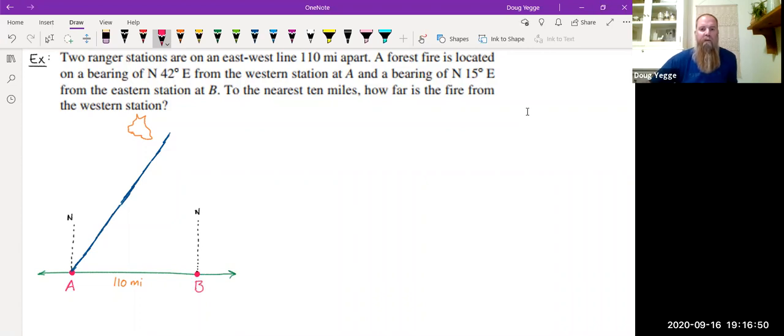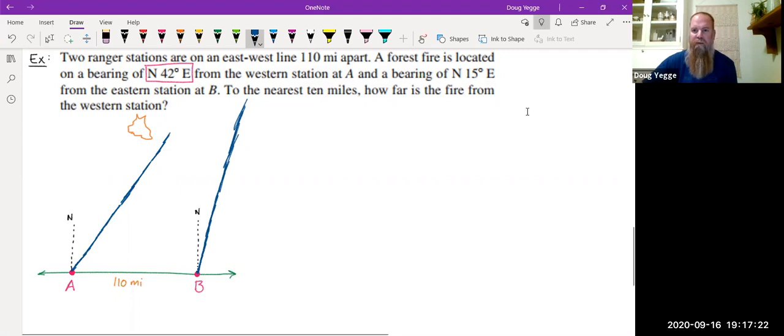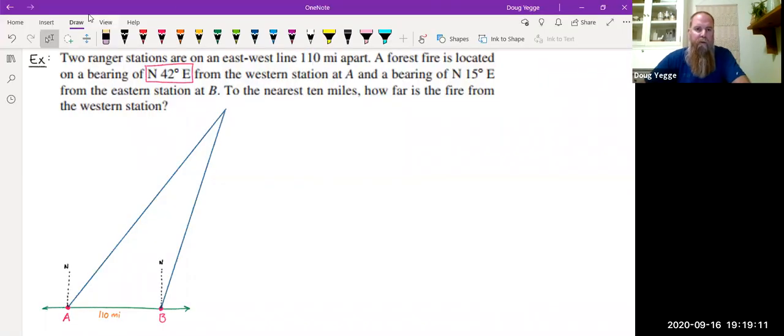Okay, so notice that this one is north 42 degrees towards the east. Okay, because it said from the western station at A, and a bearing of north 15 degrees east from the eastern station at B. So when I take 15 degrees east, that's a pretty shallow angle. So when I go 15 degrees towards the east, it's going to be somewhere over here. Now I can see that eventually these are going to cross, but it's going to be quite a ways up there. And so let's move this down.